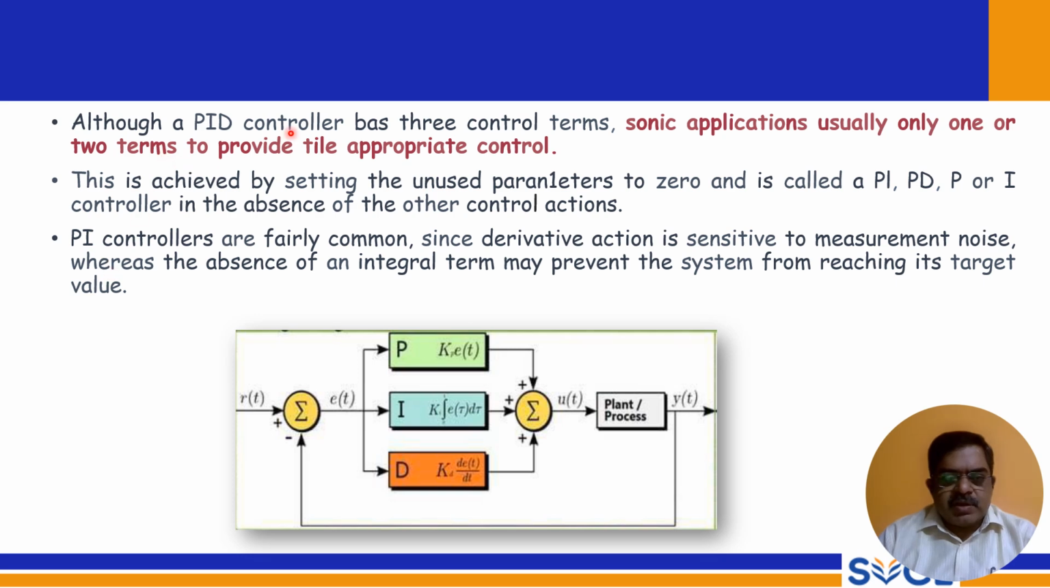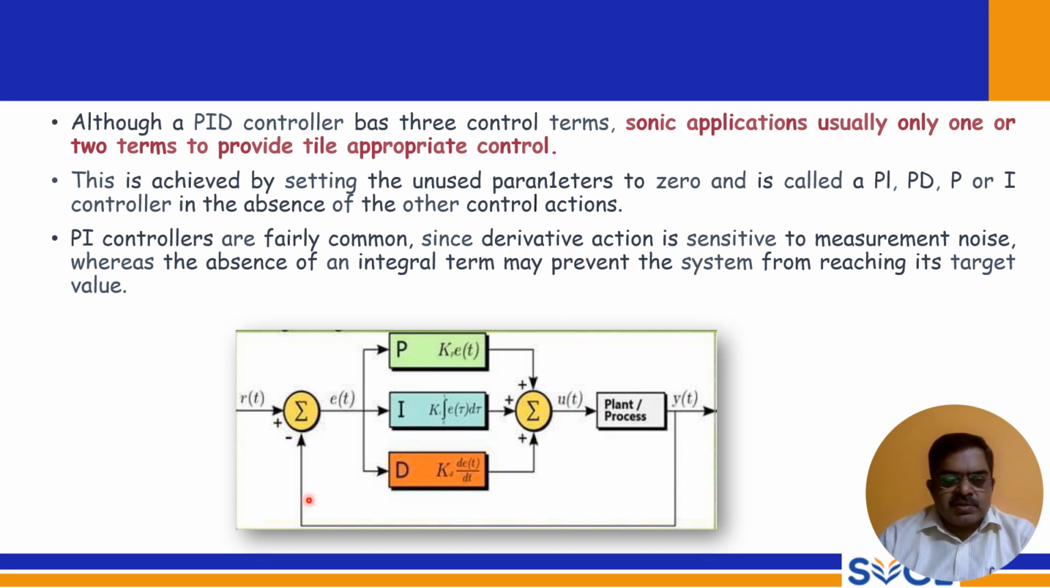Although a PID controller has three control terms, some applications use only one or two terms to provide the appropriate control. This is achieved by setting the unused parameters to zero and is called a PI, PD or P controller in the absence of the other control actions. PI controllers are fairly common since derivative action is sensitive to measurement noise, whereas the absence of an integral term may prevent the system from reaching its target value.